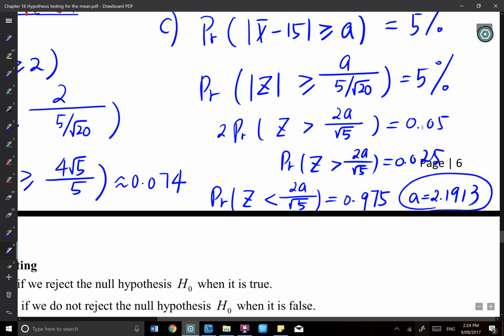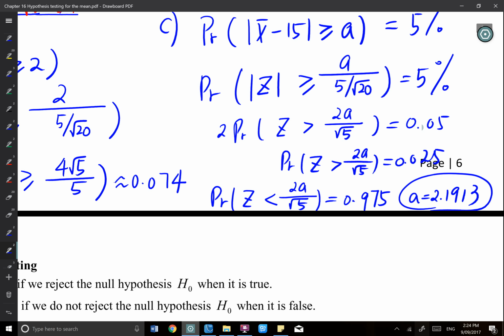So it will be at least 2.2 minutes different to reject it. Right, at least 2.2 minutes different, I can reject it. Well, at least 2 minutes is a 7.4% significance level. It's not good. So 2.2 minutes will be less than a 5% significance level. Then I can reject it.